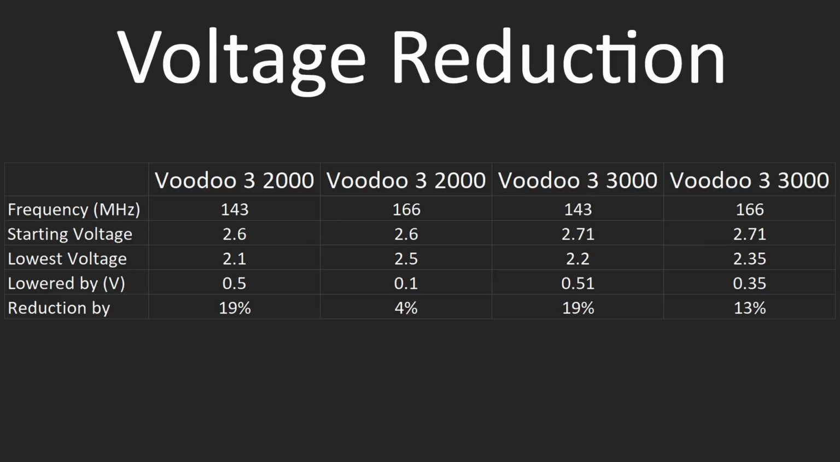In any case, both Voodoo cards would benefit from a reduction in voltage. The voltage of the Voodoo 3000 can be reduced by 0.5 volts, while the voltage of the Voodoo 3000 can be reduced by 0.35 volts. Which brings the final voltage of both cards to 2.1 and 2.35 volts respectively.